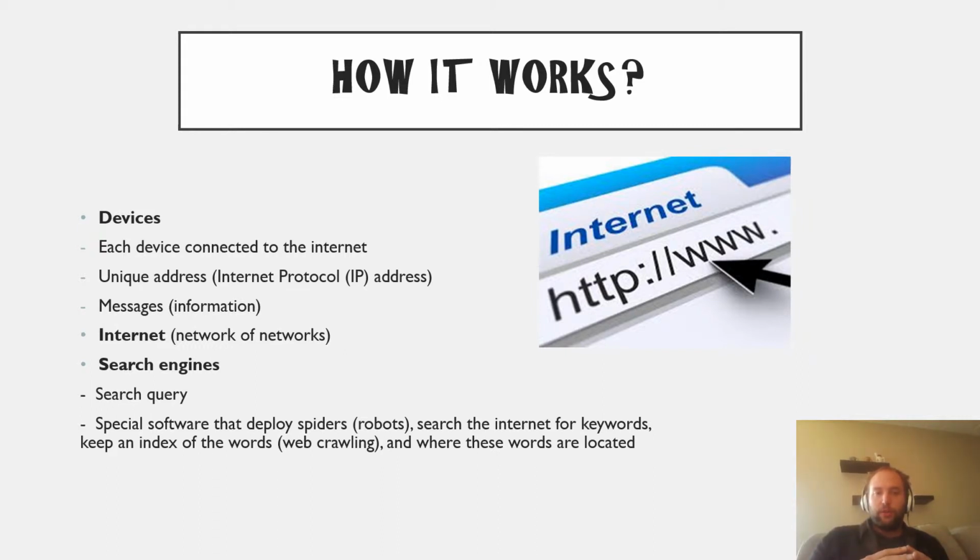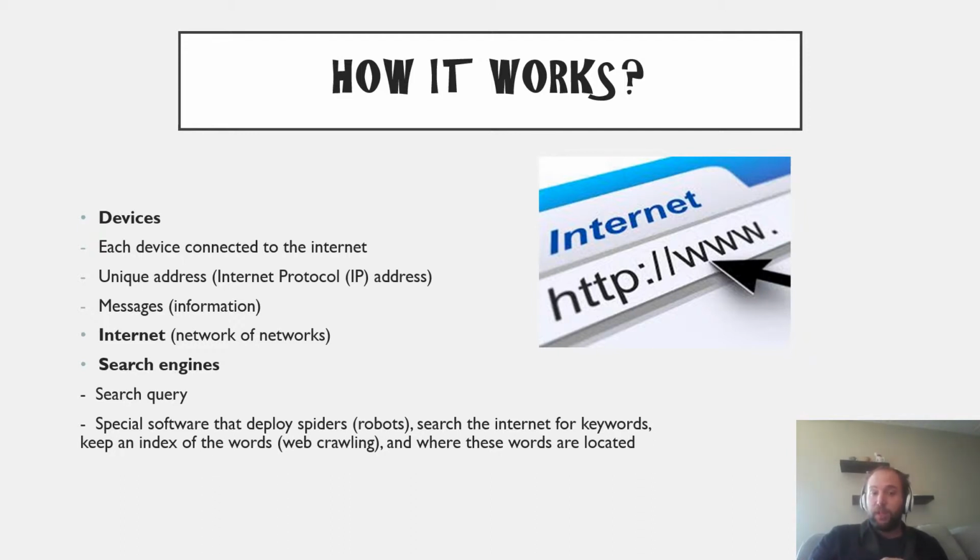So thirdly, there's a search engine, for example Google or Yahoo. You have a search query. Now what happens is this special software deploys spiders, which are robots that search the internet for keywords based on what you've typed. This keeps an index of these keywords, called web crawling, and where these words are actually located.